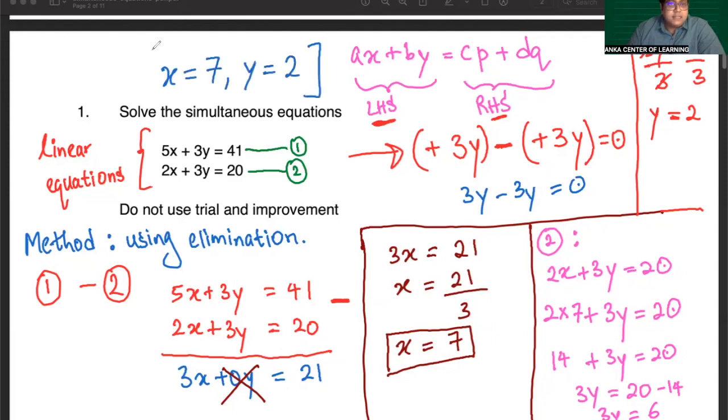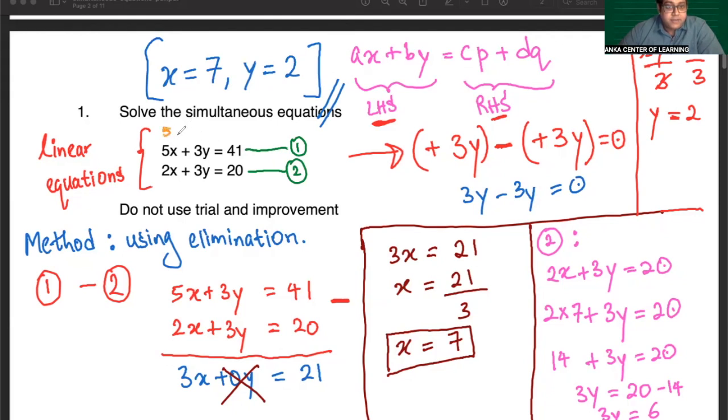So let's take a minute and understand what this answer is. When you substitute x equals 7 and y equals 2 into any of the two equations, you should get the corresponding values on the right-hand side. Let's consider equation number 1, and substitute x equals 7 and y equals 2 onto the left-hand side, and let's see the answer.